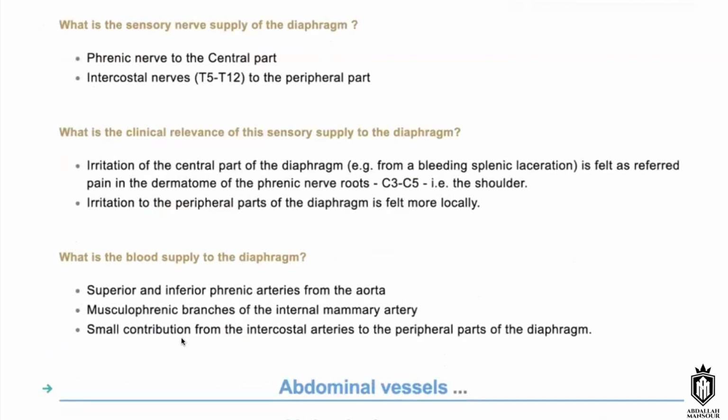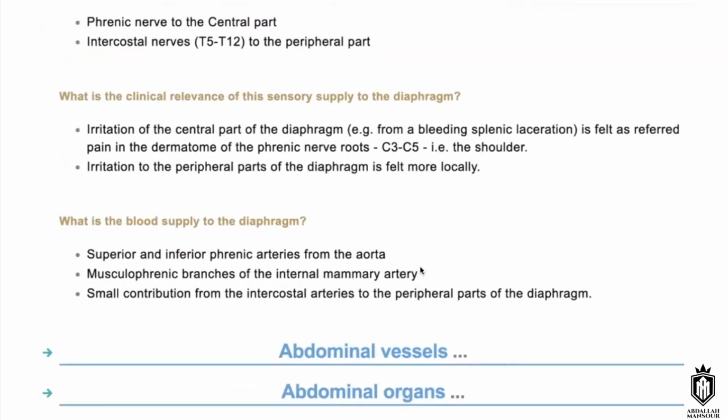Okay. Superior and inferior phrenic arteries from the aorta, musculophrenic, and also a small contribution from the intercostal branches.